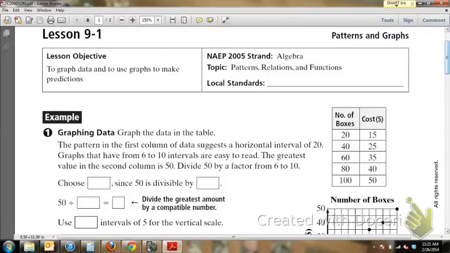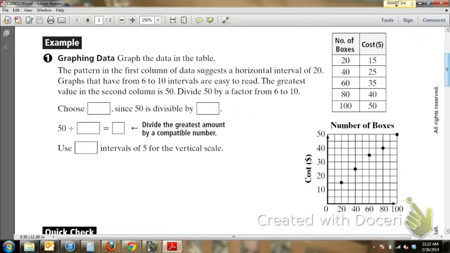In Lesson 9.1, we're going to take a look at patterns and graphs. So the first thing we're going to do is take a look at this word problem here. Graph the data in the table.